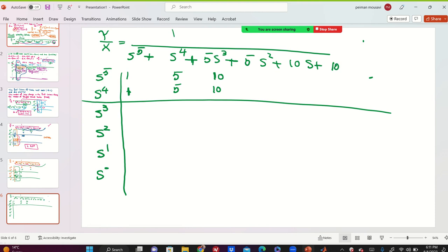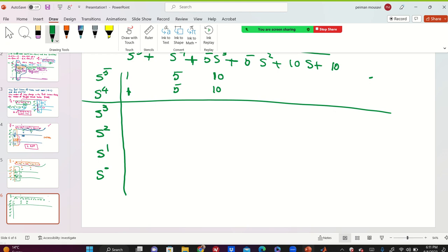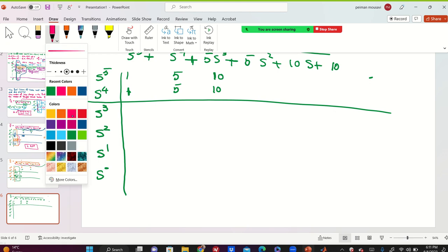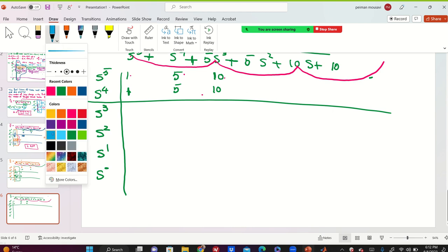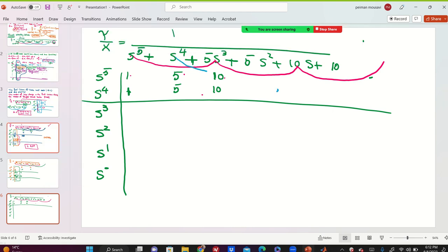Here we go. So if you look at this, a fifth order system can be an RLC circuit or whatever it is. This with this, this with this. 1, 5, 10. Now the next line: s^4, 5, 5, 10. That's it. 1, 5, 10.